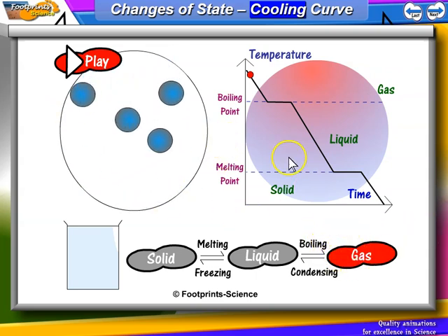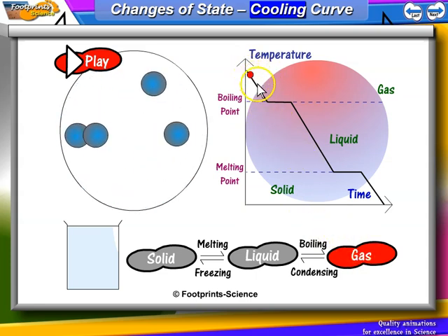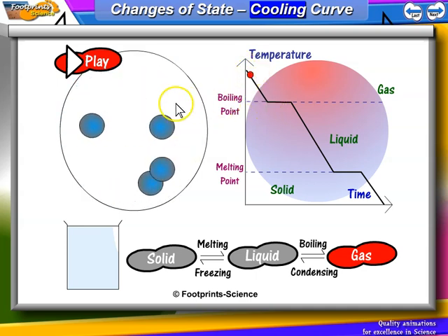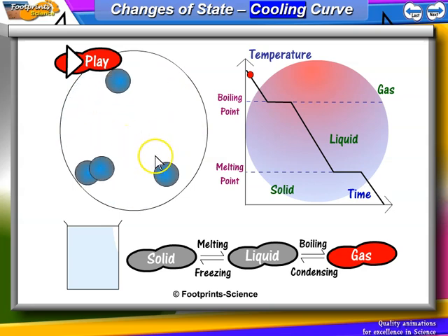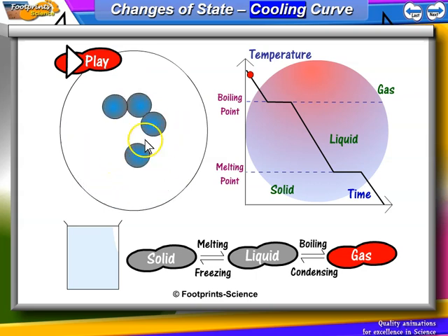You can see that now my red dot is at the gas. So this area here represents the substance when it is in its gas state. Look at the molecules and how they are moving. The particles are very far apart. They are moving randomly, freely, and at very high speeds.